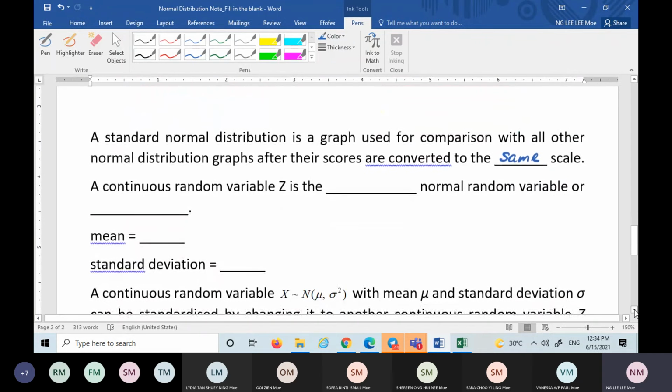A continuous random variable Z is the standard normal random variable or Z score. So remember the name. Sometimes they don't tell you that it is a standard normal distribution. They will just tell you that it's a Z score. Here the mean is 0, standard deviation is 1. Check your answer, please.